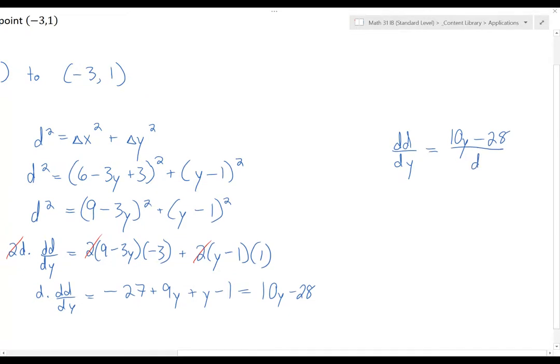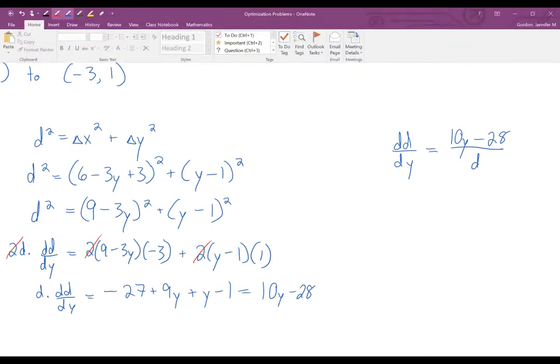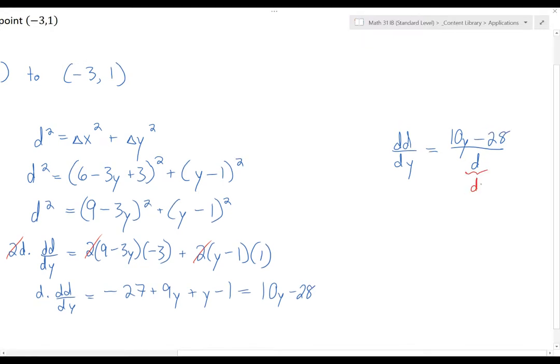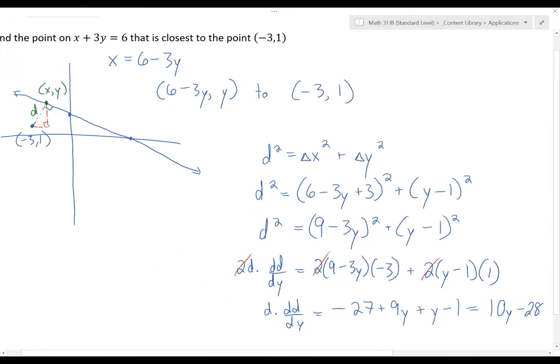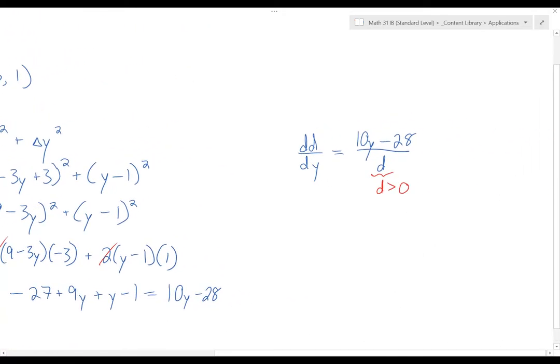Now, I could replace this d with the square root of 9 minus 3y whole squared, etc. But what I'm interested in here are the critical values. In other words, where is this slope equal to 0? And the denominator isn't going to impact that because this denominator is always greater than 0, so I'm not going to get any critical values there. I know the denominator is always greater than 0 because it represents the distance between this point and this line. And because the point is not on the line, that distance cannot be 0, and it has to be positive.